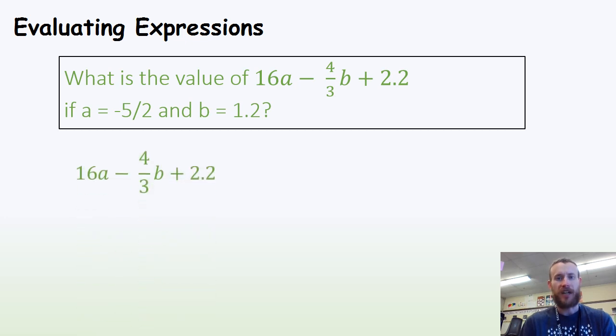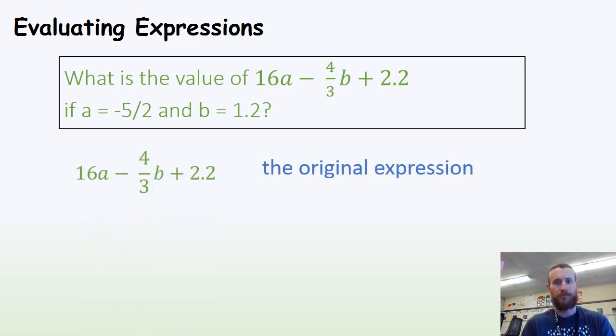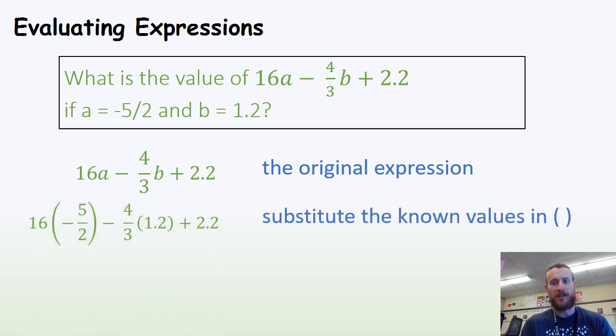So let's see some steps here. Here is our original expression. Here is the substituted values. Again, A was -5/2. Let's see if I can underline that here. A is -5/2, and now we've got it right there. Can't see the yellow very well. And B was 1.2. And we see that here in parentheses for B. So again, checking my math, making sure everything looks good in parentheses.